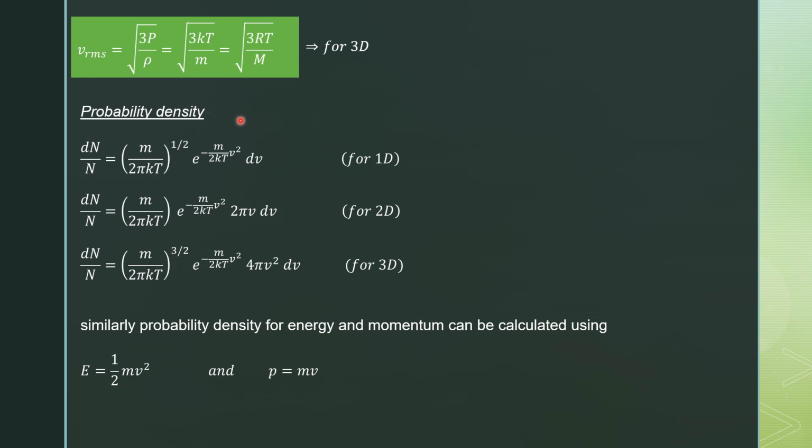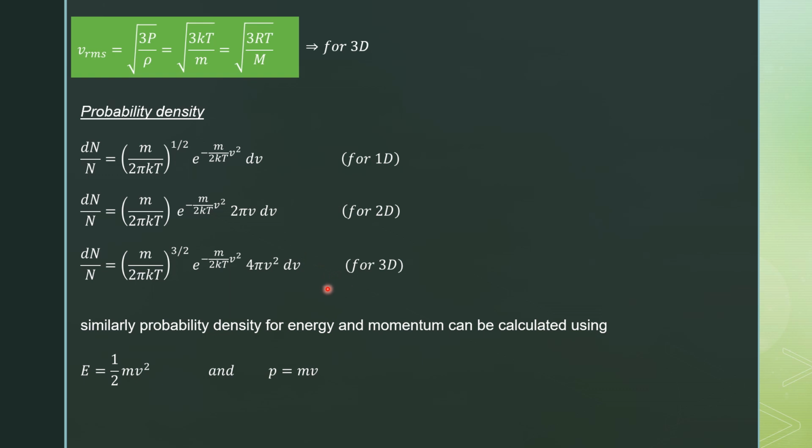Then we come to the probability density. Here dn by n is the probability density, and for 1D it is (m by 2 pi kT) whole to the power 1 by 2 times e to the power minus m v square by 2kT dv. Then for the 2D case, this will be m by 2 pi kT e to the power minus m v square by 2kT times 2 pi v dv.